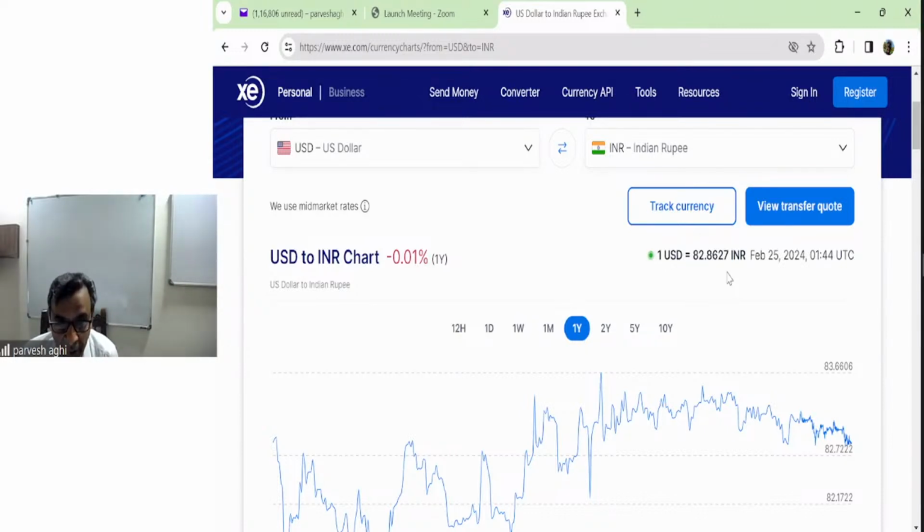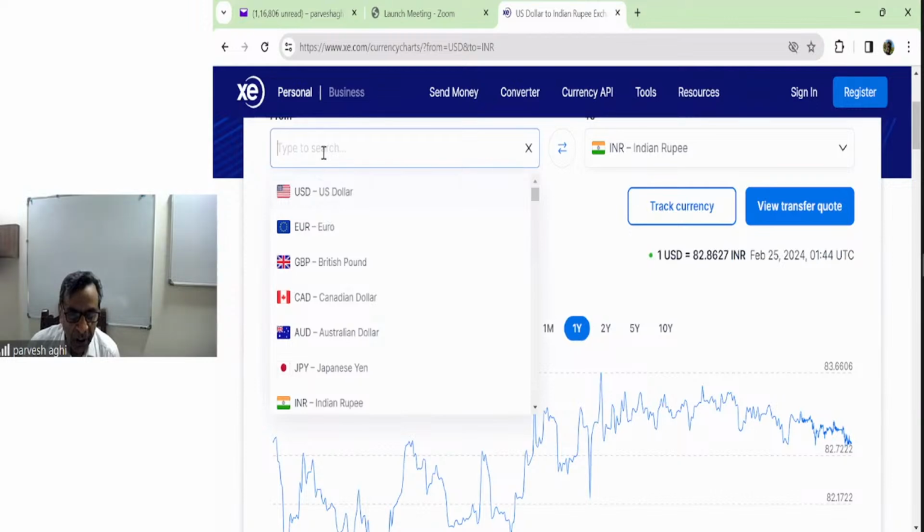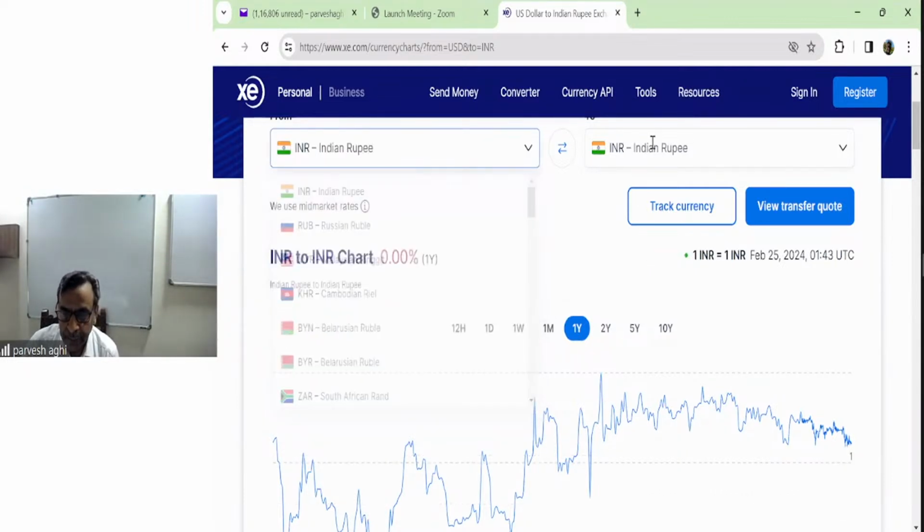And these are the interbank rates, and these are called the mid rates. We'll talk about what the mid market rates are later on. So today, the dollar is trading at 82.8627. Now we can always convert into the indirect quote also, like INR versus dollar.